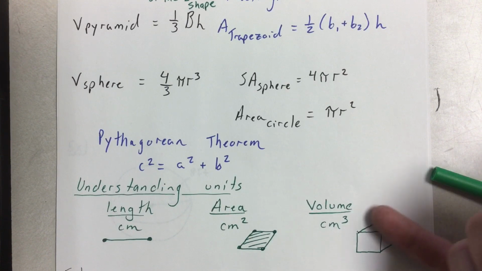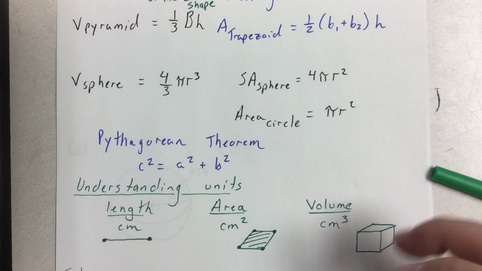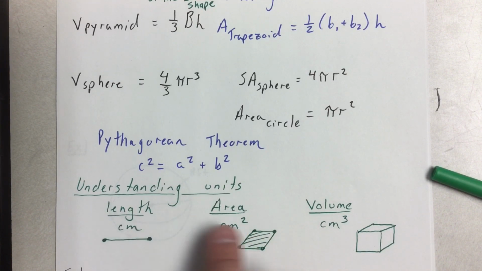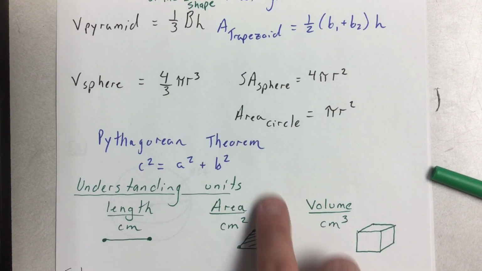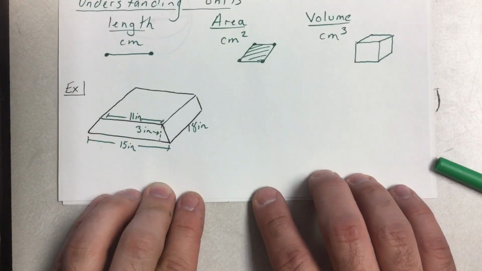And then centimeters cubed, that's more of a three-dimensional idea. See this cube here. It has a third dimension to it: length, width, and a height. So for volume, we'll be using cubed, for area we'll be seeing squared, and any other length would just be straight centimeters or inches, whatever you have. So let's look at our first example. I have a couple here for us.